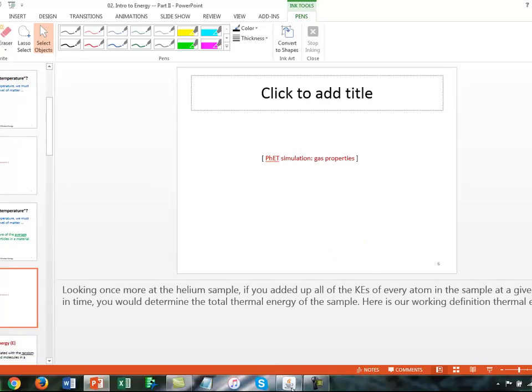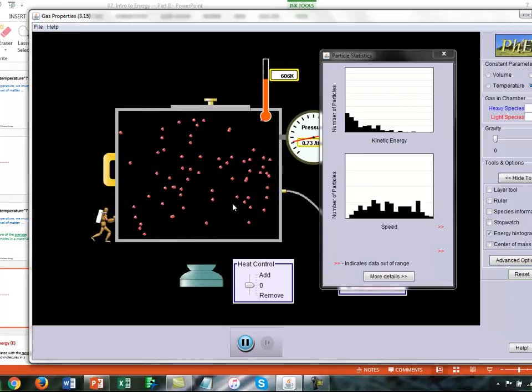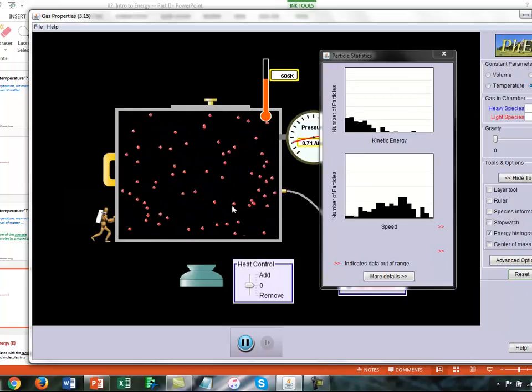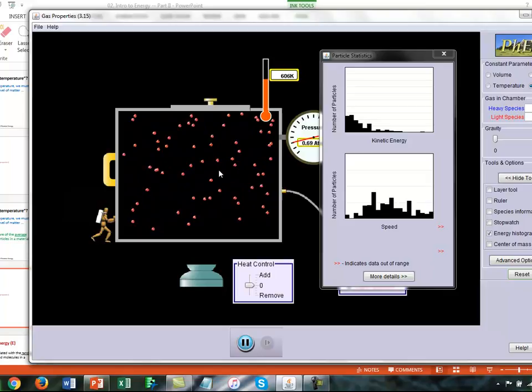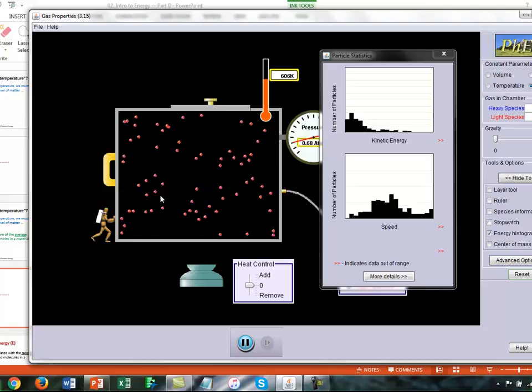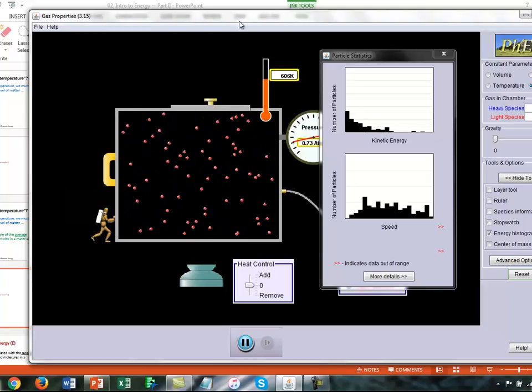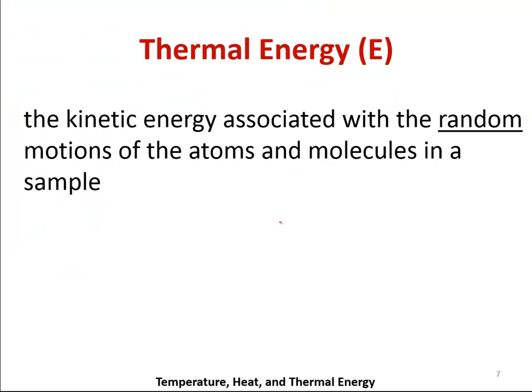Let's look once more at this sample of helium atoms. What I would like to emphasize now is that if you could, theoretically, add up all of the kinetic energies of every atom in the sample at a given instant in time, you would determine what we call the total thermal energy of the sample. And so now here is our working definition of thermal energy. Thermal energy is the kinetic energy associated with the random motions of the atoms and molecules in a sample.